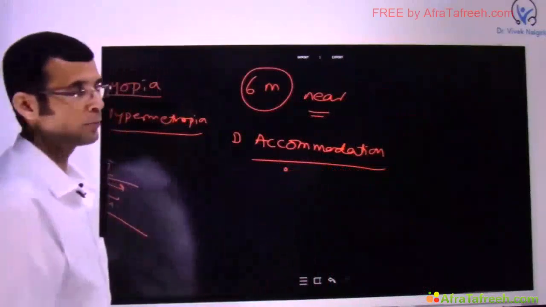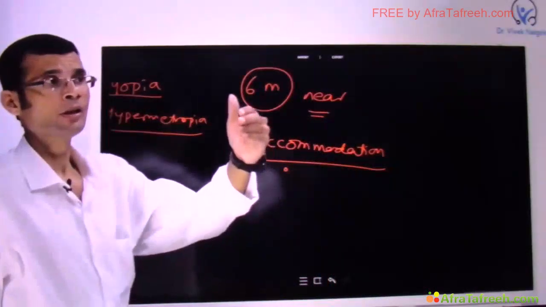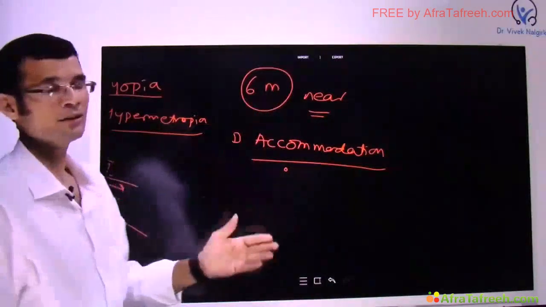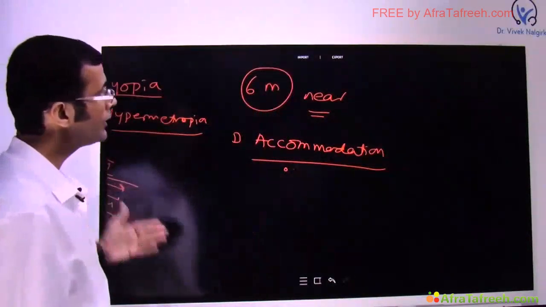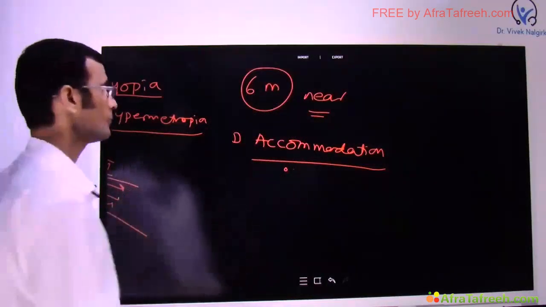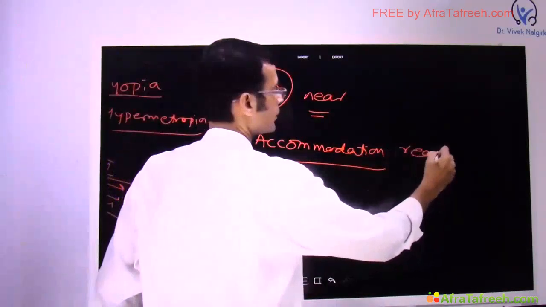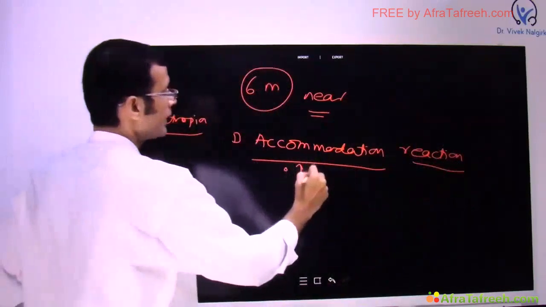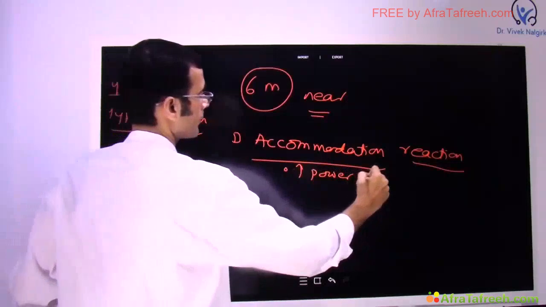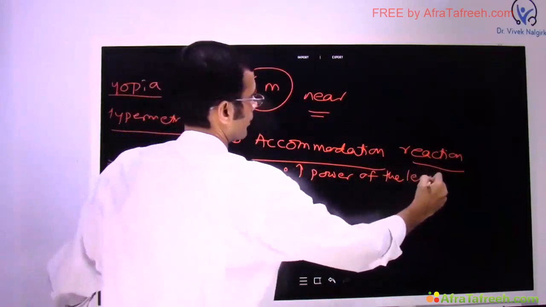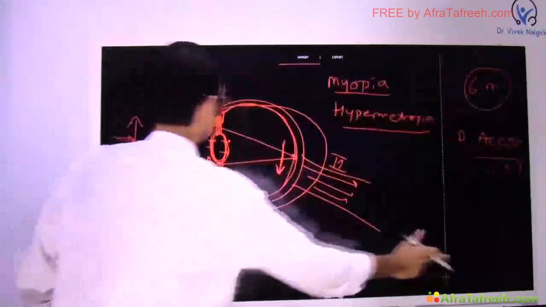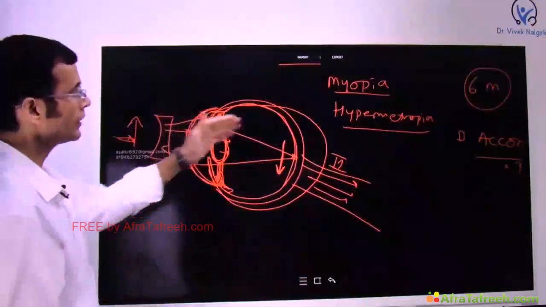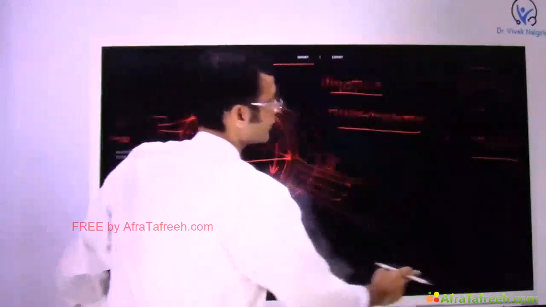These changes in order to see nearby objects clearly are called the changes of accommodation. And there are three changes that occur in this accommodation reaction. First is increased power of the lens, so that the convergence of rays is much greater and the image forms on the retina.